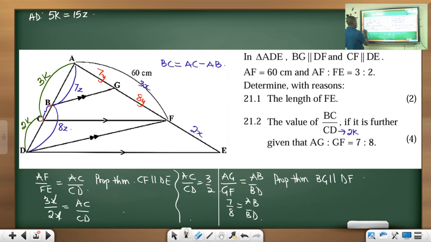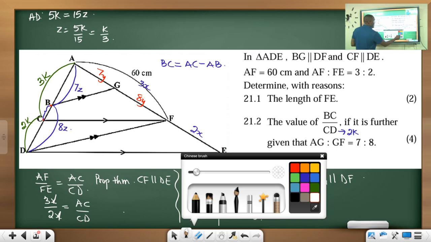Since I have my CD as 2K, I want to convert the Z. I want to write the Z in terms of K. Yes, then I'll be fine. I want to write the Z in terms of K. So what is Z? 5K over 15, which is what? K over 3. What does that mean? Anywhere I see Z, I can write K over 3. Do you notice?